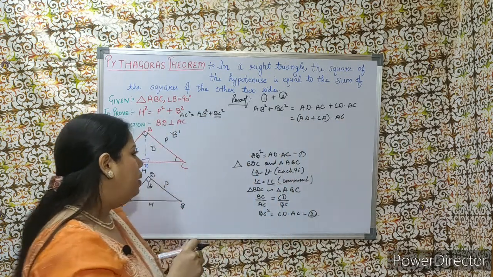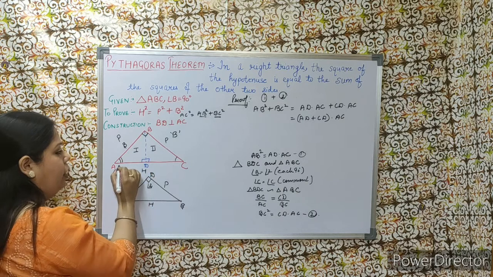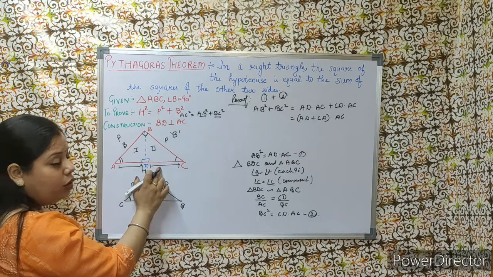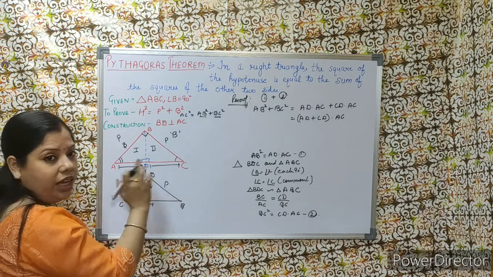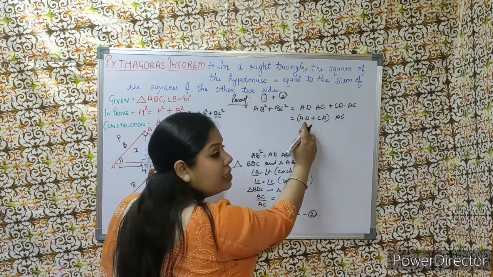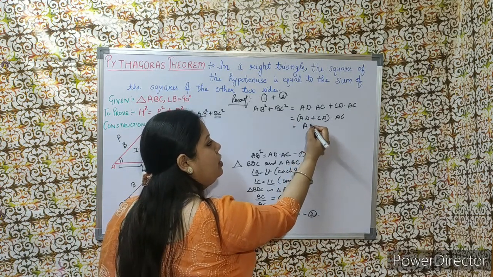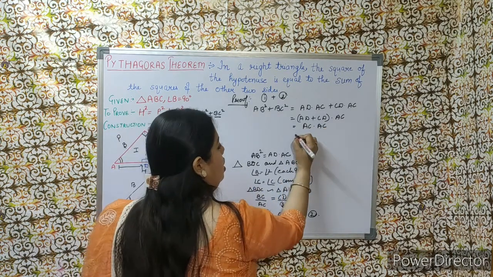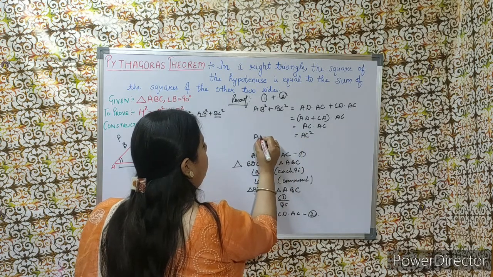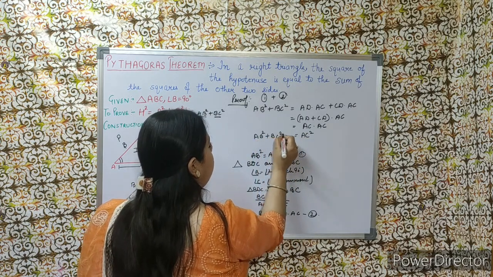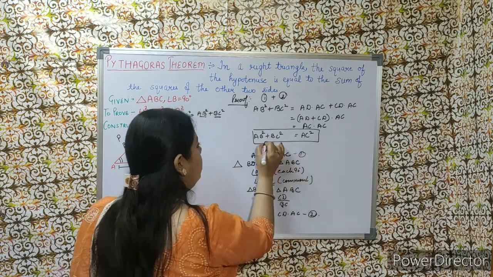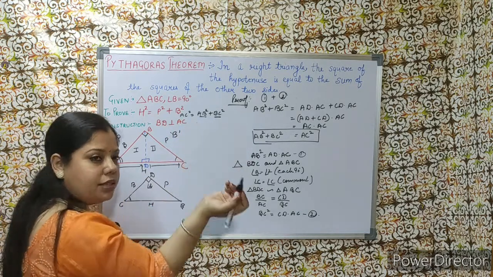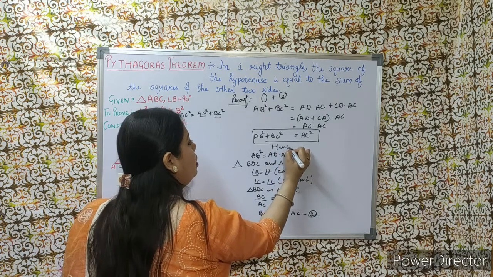Now if we see clearly, what is AD plus CD? This is AD and this is CD. And when I add both, it comes out equal to AC. So here I can replace AD plus CD with AC. So AC into AC is AC square. So I get AB square plus BC square is equal to AC square. This is the result which I wanted to prove. AC square is equal to AB square plus BC square. Hence, our theorem is proved.